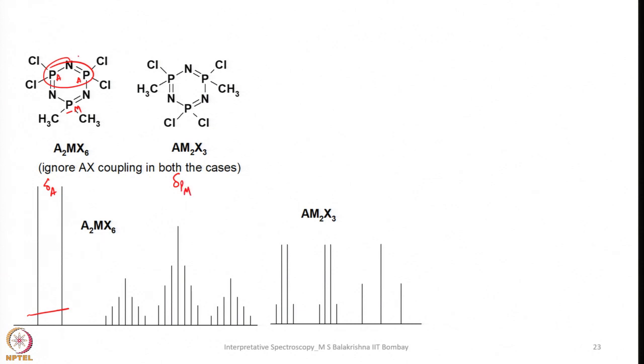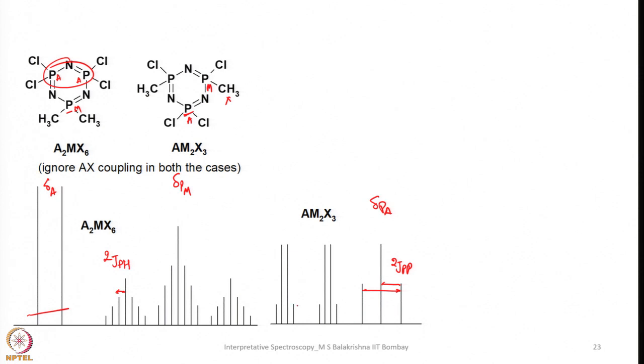So here first it shows a triplet and each line will be split, and what you see here is your PH coupling, so two bond coupling, and this is a 1:2:1 triplet, and then each one is a septet. So an AMX3 you can see here, and this triplet is for this one. If I say A, M and X, then delta PA will be a triplet here, and this coupling is 2JPP. So you are not seeing long range. If you see long range, this will show a septet again.